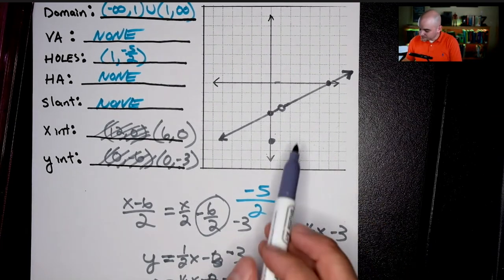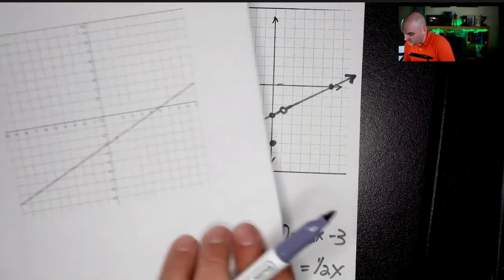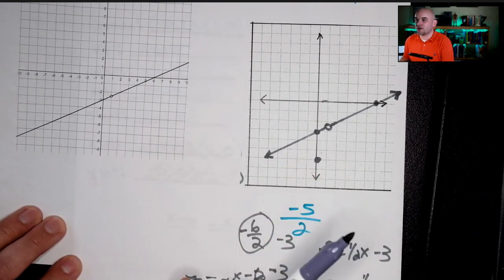All right, so that's our equation, that's our graph right there. Let's take a look at the computer-generated graph and look at that. Matches up pretty nicely there.